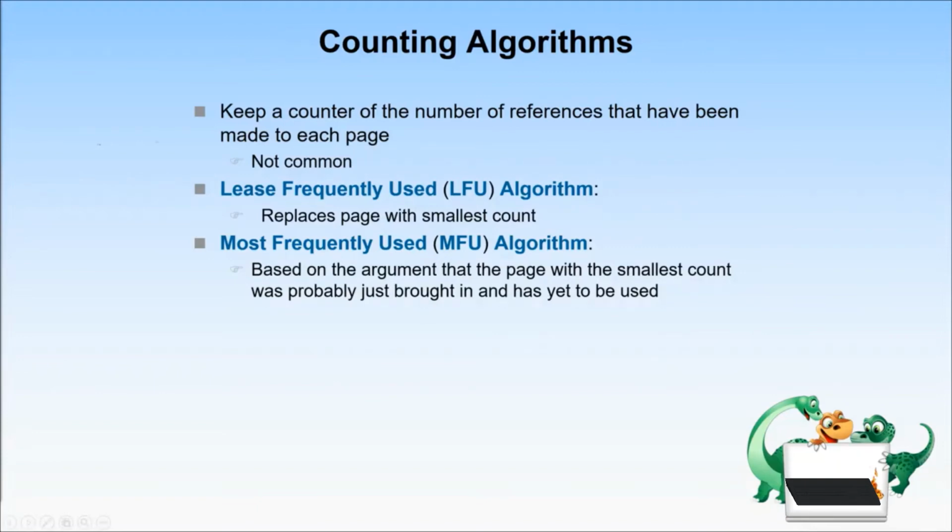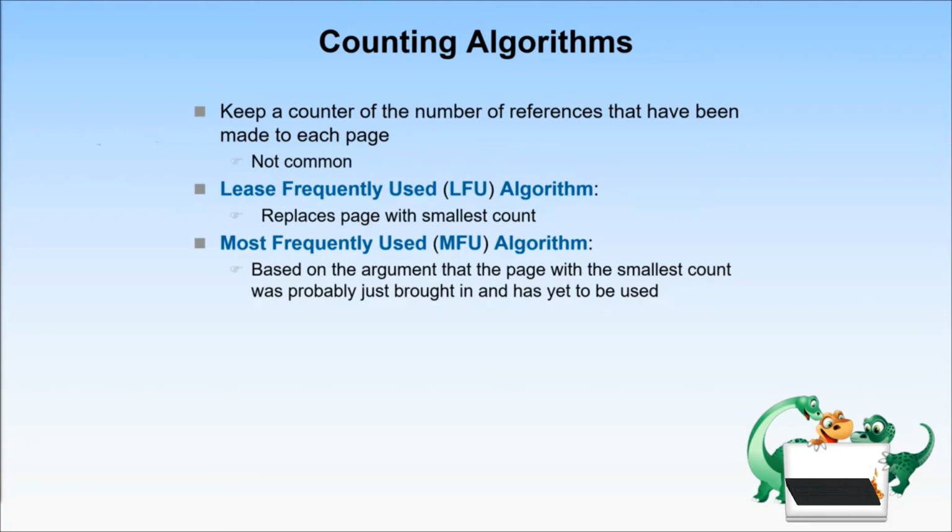A problem can occur if a page is used frequently initially and then not used anymore, as the reference count remains high. A solution to this problem is to right shift the counters periodically, yielding a time decaying average reference count, because we need to replace the page with the smallest count here.